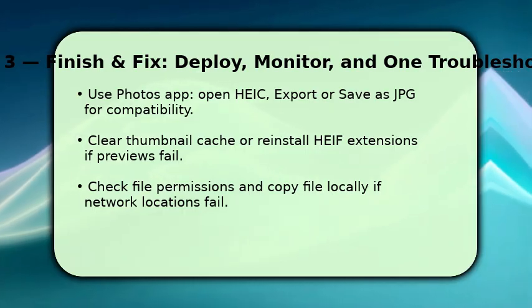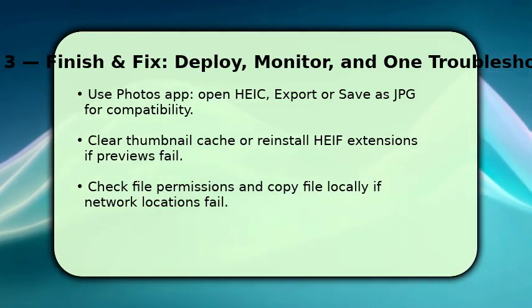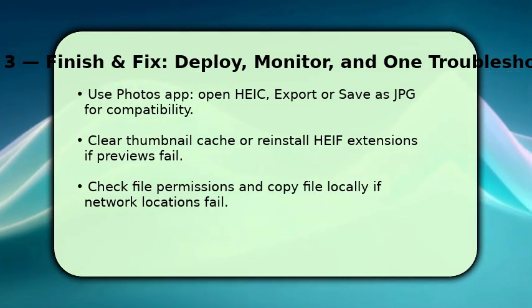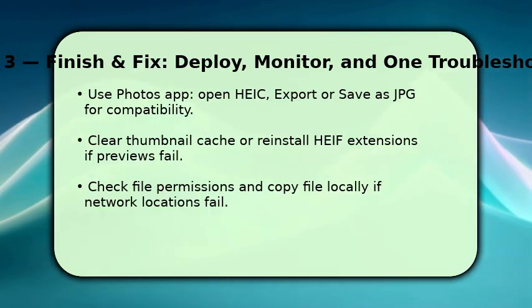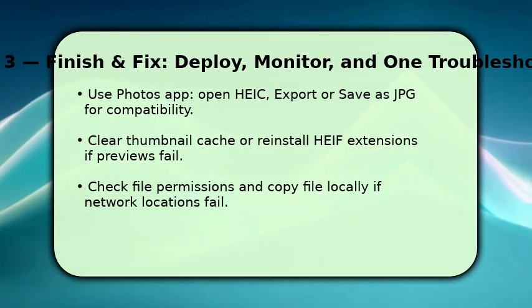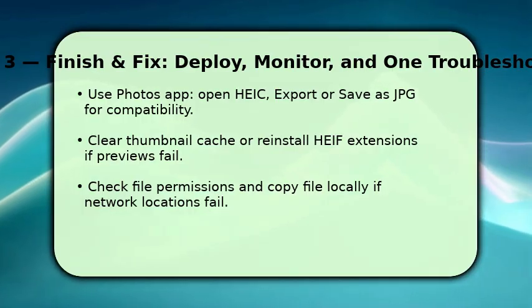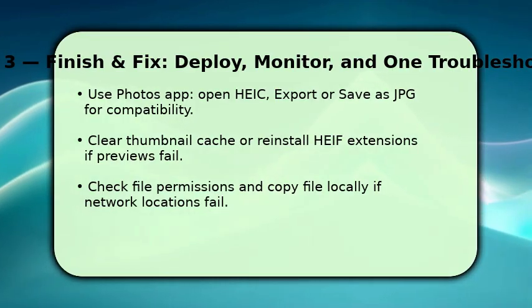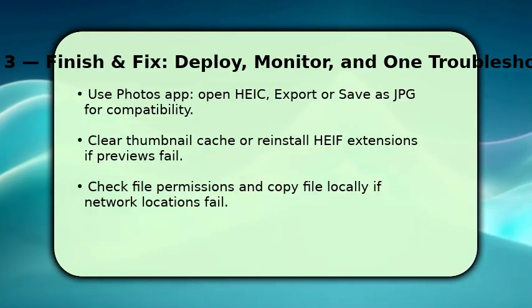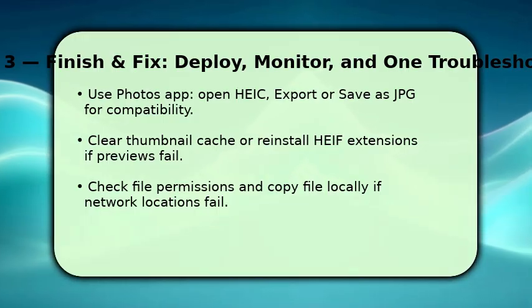If previews still fail, clear the thumbnail cache with Disk Cleanup, and reinstall HEIC image extensions. Also confirm Windows Update applied the codec patches. If files are on a network drive, copy one locally to test permissions and caching. One troubleshooting tip: reinstalling the HEIC extension and restarting Explorer resolves most stubborn preview issues.